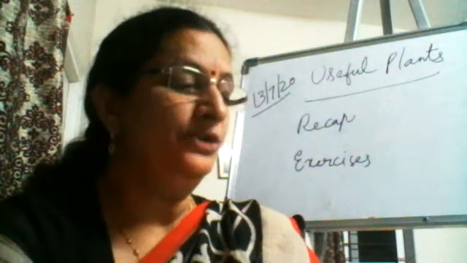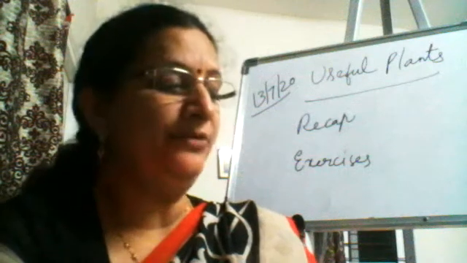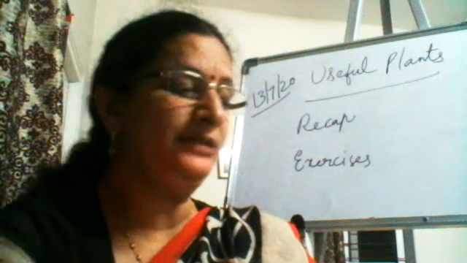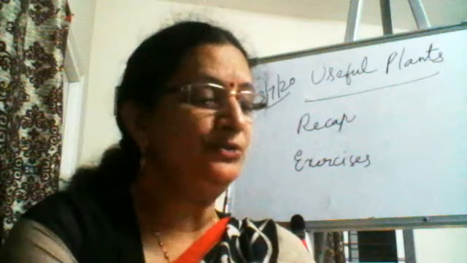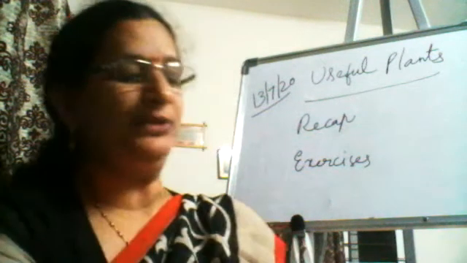Very good. So now let's read this paragraph. We get cotton fiber from cotton plants. Cotton fiber is used for making cotton clothes. Can you see this picture?